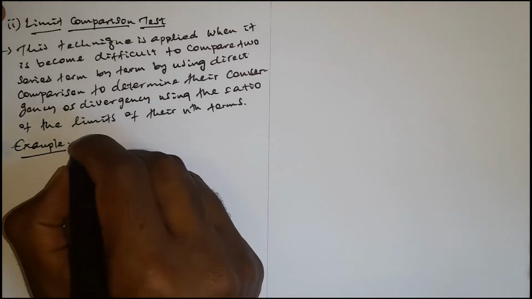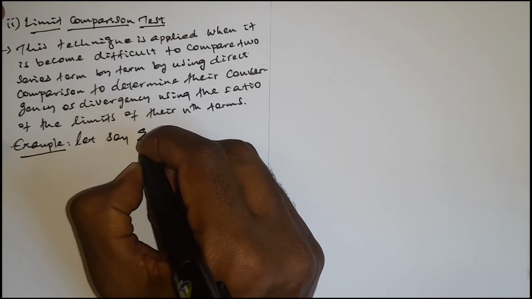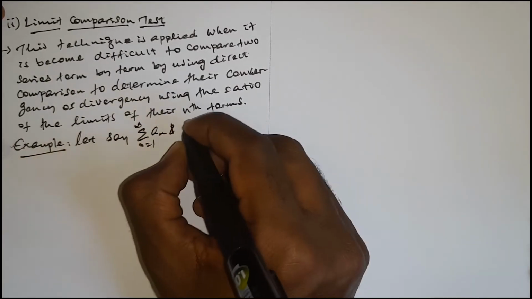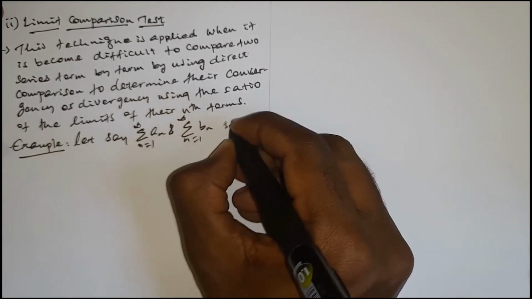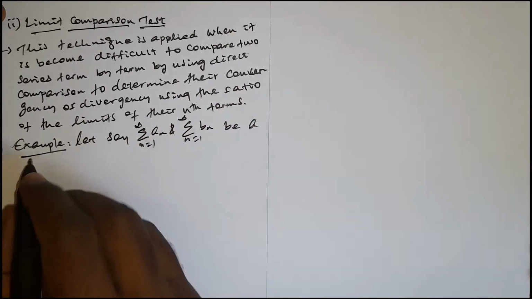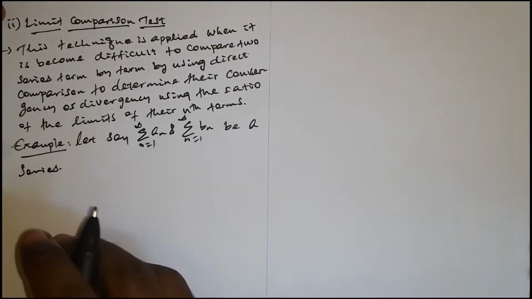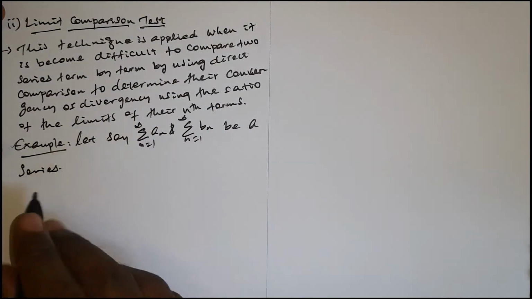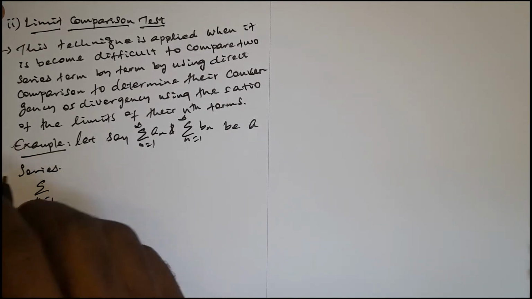Let's take an example. Let's say AN and BN be positive series. Here, let's say AN is a given series.